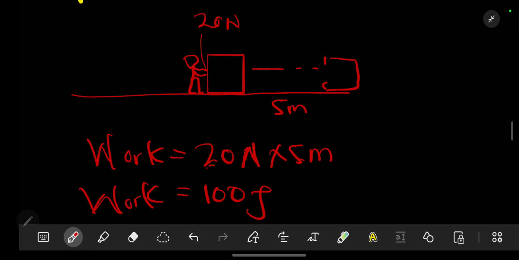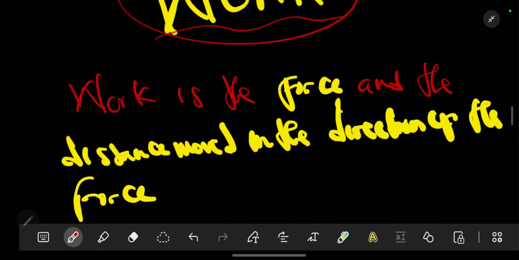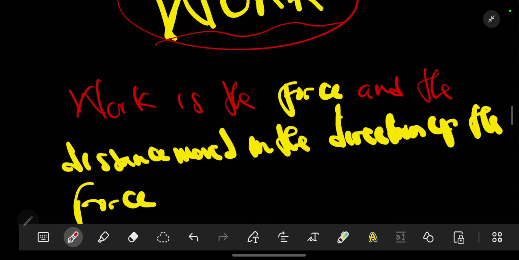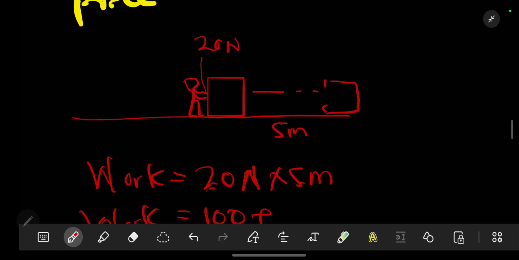So why have we just multiplied? Because by definition, it is the product of the force and the distance moved in the direction of the force. So if someone is pushing in this direction and the object is also moving in this direction, then that will produce work.